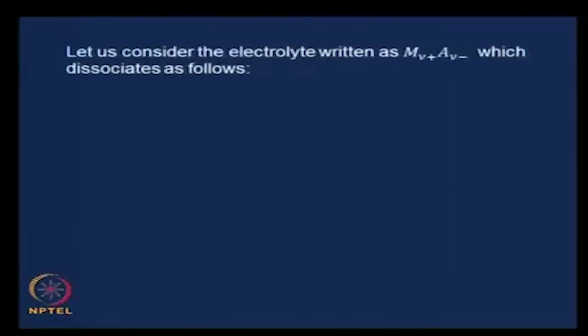Let us consider the electrolyte. As you know, an electrolyte is any species that is charged, and let us represent the electrolyte as M_ν+ A_ν−. Now, M could be the positively charged species, A could be the negatively charged species. ν+ is the number of positive charges associated with M, ν− is the number of negative charges associated with A, and together they could be an uncharged species also, not necessarily, but they could be uncharged also.